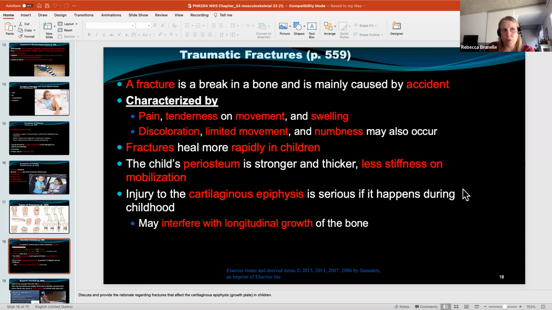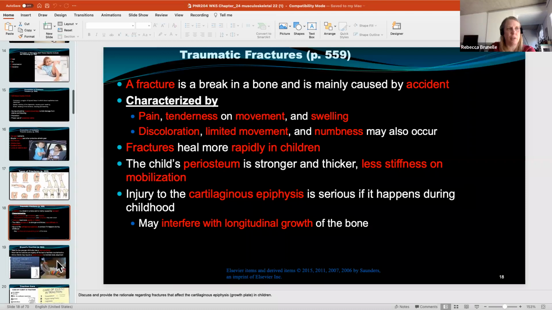Generally speaking, there's an accident. It could be either accidental or non-accidental. In the case of child abuse, they're going to have pain and tenderness. We've talked about how fractures heal more rapidly in children. And the epiphysis is where that growth plate is, so injury to that can cause problems with growth. It's more serious. It's a repeat of other things that we've said.